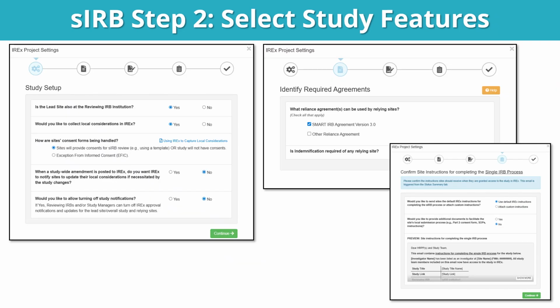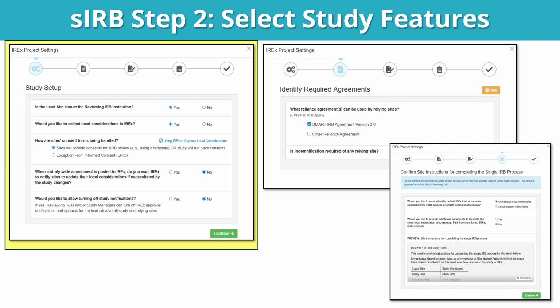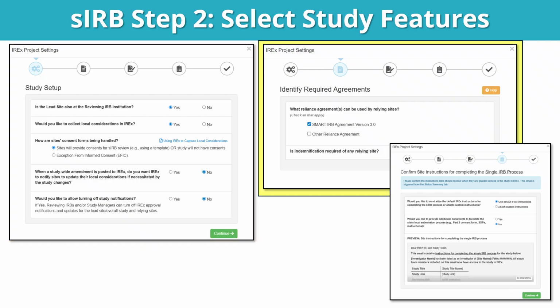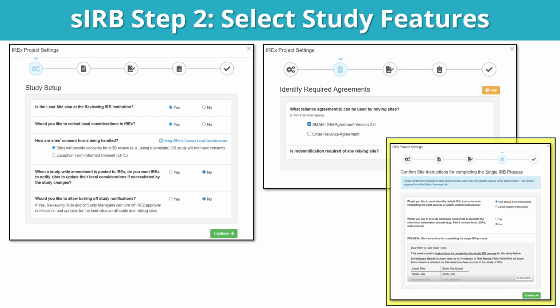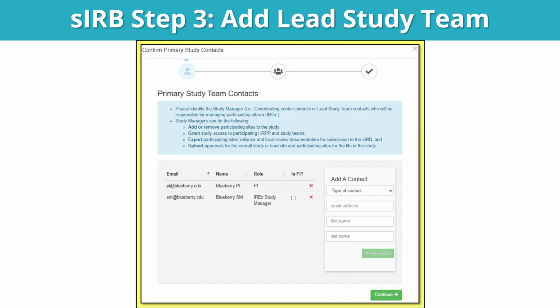Next, the SIRB completes the study setup. Here, study-specific preferences are indicated, along with things like the reliance agreement and site instructions. Then the lead study team, PI, and coordinators are listed. In IREx, the lead site coordinators are called study managers. It is possible that a PI is also the study manager for their study, and that can be indicated in IREx as well.